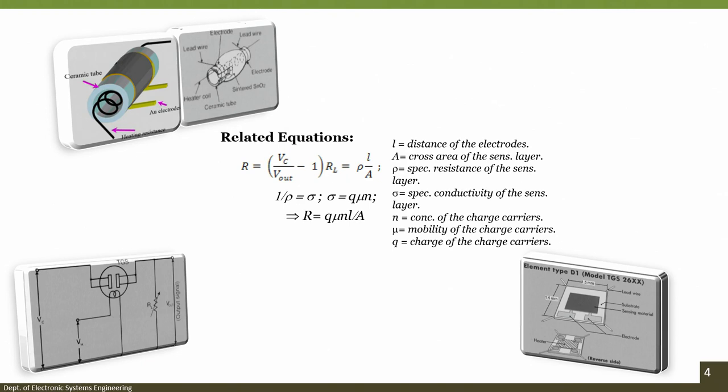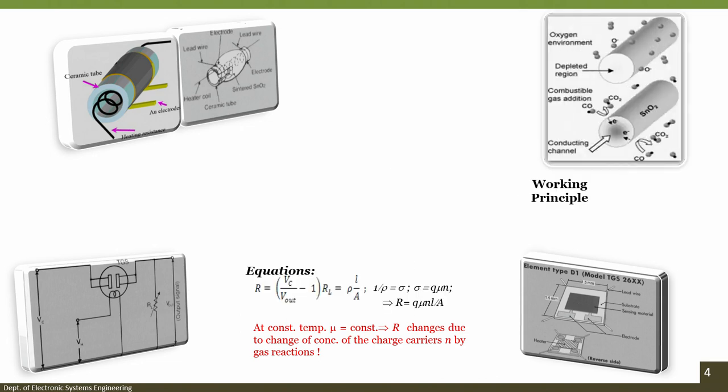So, if you see the slide, L is the distance of electrode, A is the cross sectional area of the sensing layer, rho is the specific resistance of the sensor, then we have specific conductivity, we have mu mobility, we have N concentration of charge carriers, and finally Q is the charge of the charge carriers. So at a constant temperature, we have mu constant, that means R changes due to change of concentration of the charge carriers and by gas reactions.